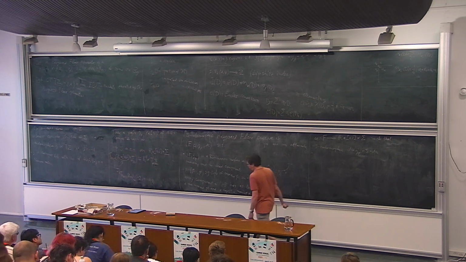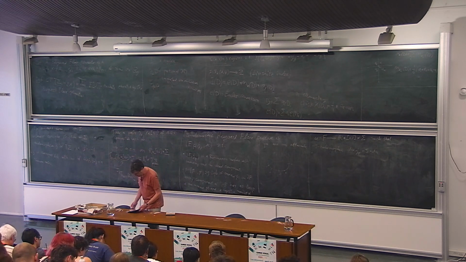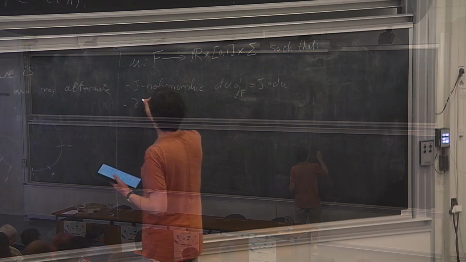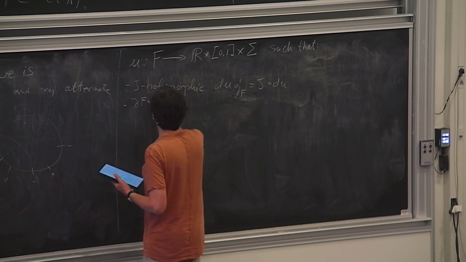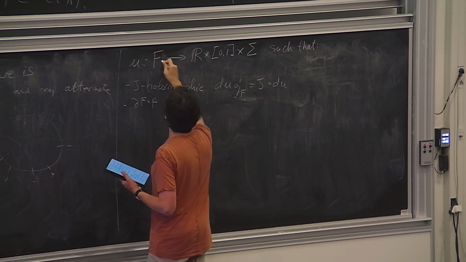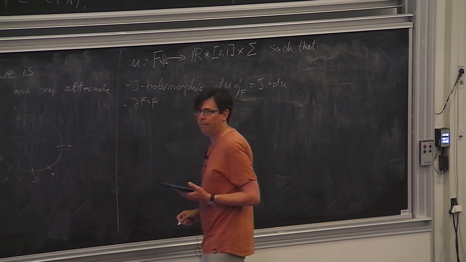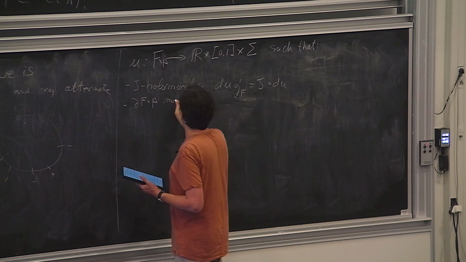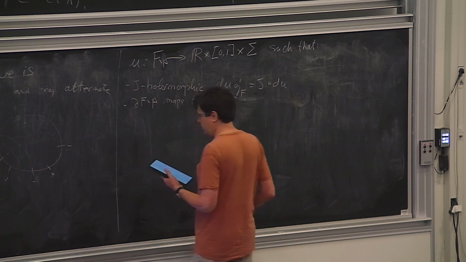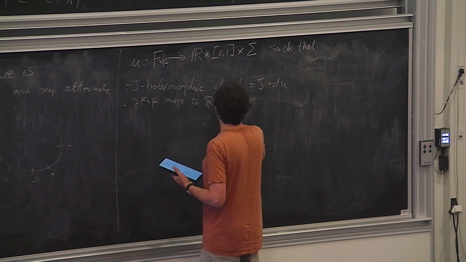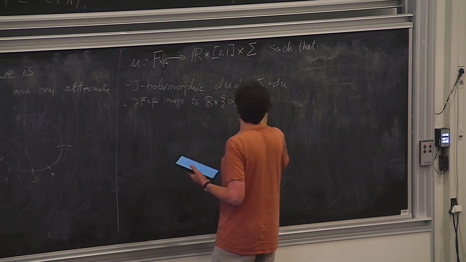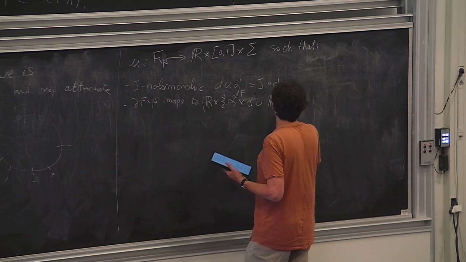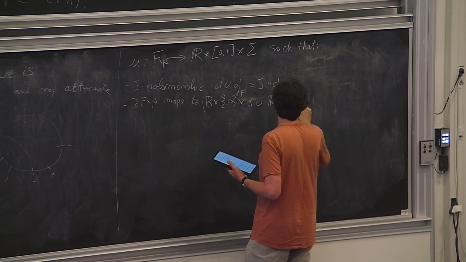Another condition, and here, sorry, I have to read because it's fairly complicated, is that u is defined on F minus the set of marked points. The boundary of F minus the marked points maps to R times 0 times alpha union R times 1 times beta.